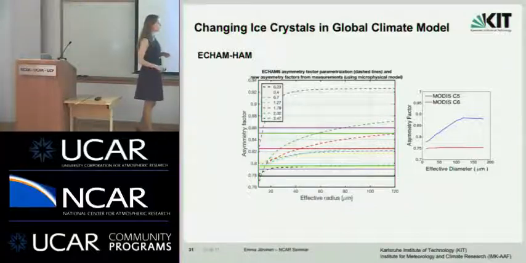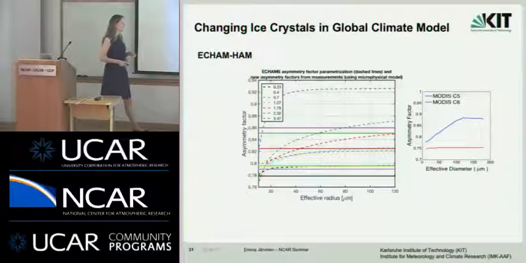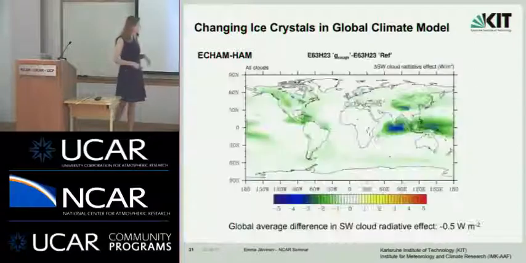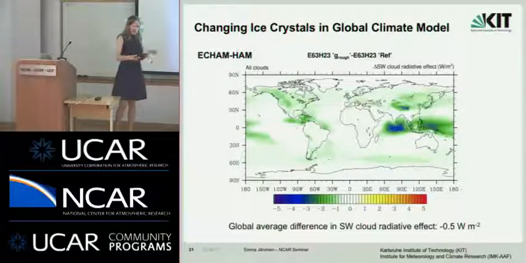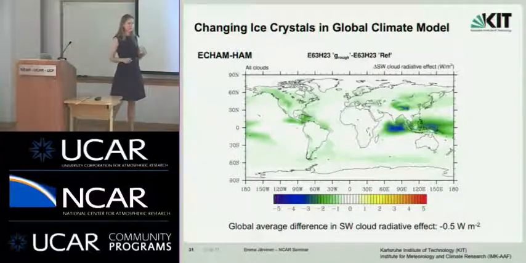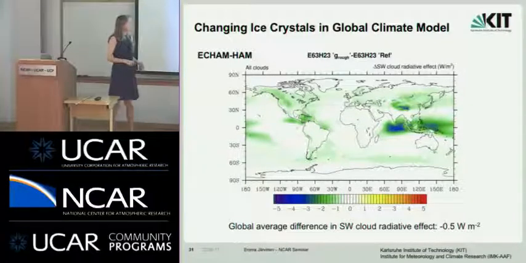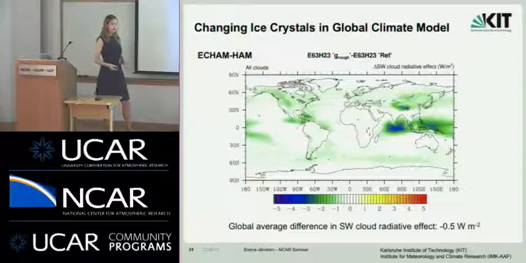So if we assume rough particles, we lose the size dependence of the asymmetry parameter. We were really eager to see what it would mean globally if we parametrize our measurements. So what we did is a run with this ECHAM model using the parameterization it already had. The parameterization is not that bad, because it already assumes some sort of ice crystal complexity. And then we did a run with our asymmetry parameter that we got from the field.